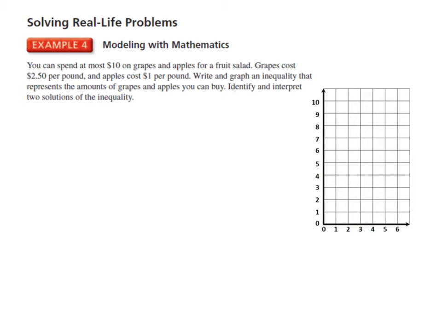Well, the first thing we always did, remember, was saying what are the things that we don't know. Right? We're trying to represent the amount of grapes and apples we can buy. So we're going to say let x equal the pounds. A hashtag is also a pound symbol in addition to a number symbol. Pounds of grapes. And we'll let y equal the number of pounds of apples.